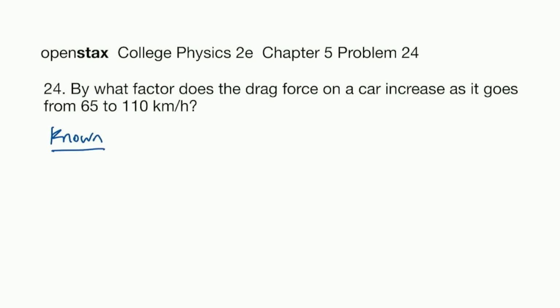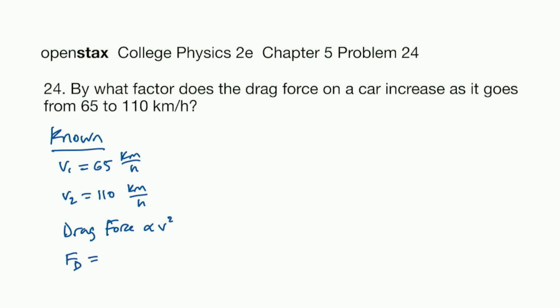Okay, we know velocity 1 is 65 kilometers per hour. We know velocity 2 is 110 kilometers per hour. We also know drag force is proportional to velocity squared. And that's all we really need, but let's write the formula too. So F sub D is 1/2 C rho A V squared.